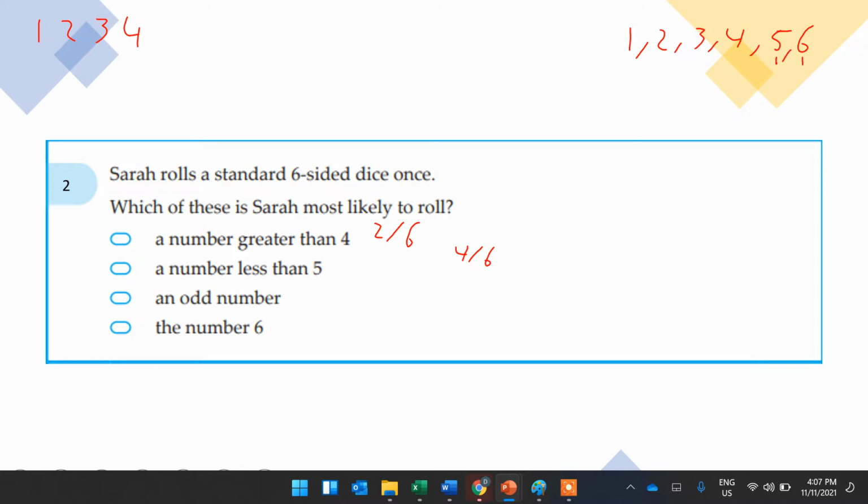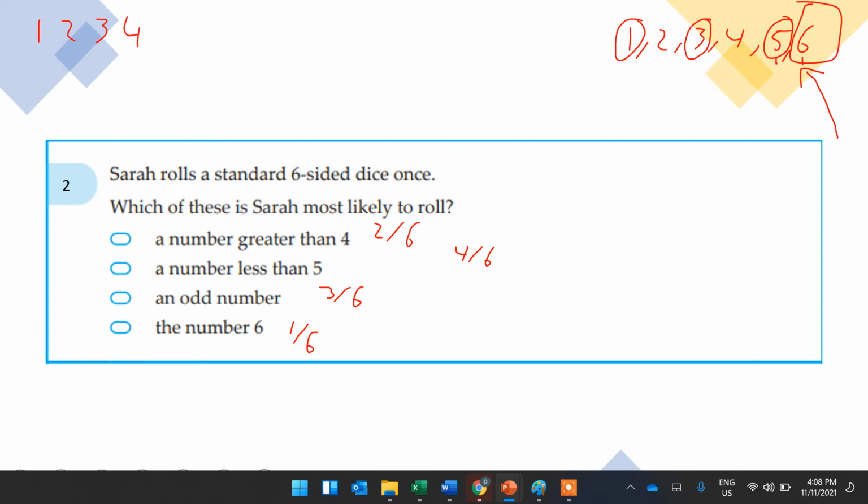Odd number. Which are our odd numbers? I'll put a circle around them. That's an odd number, next one's an even. That's an odd number, next one's an even. That's an odd number, next one's an even. So there's 3 different odd numbers, so the chance of getting an odd number is 3 out of 6. And the number 6, there's only one number that is 6. All the others are not the number 6. So there's one option out of 6 which will give us the number 6.